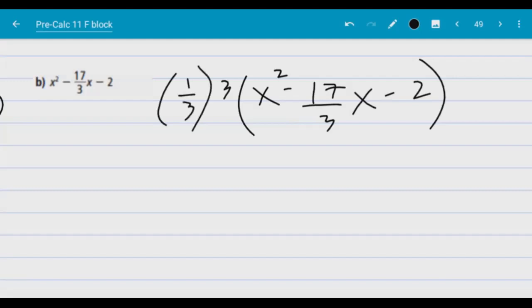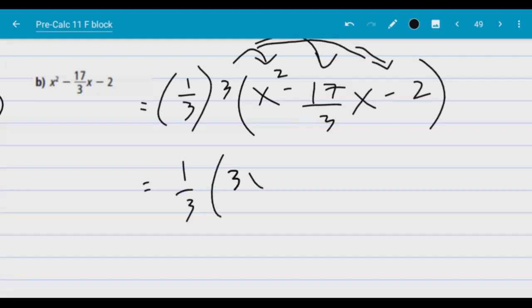So let's do the distributive property for the 3 here. What I will have is 1/3 times, so 3 times x squared is 3x squared. 3 times 17 over 3 is 51 over 3, but then the 3's cancel out, and it becomes just minus 17x minus 6.